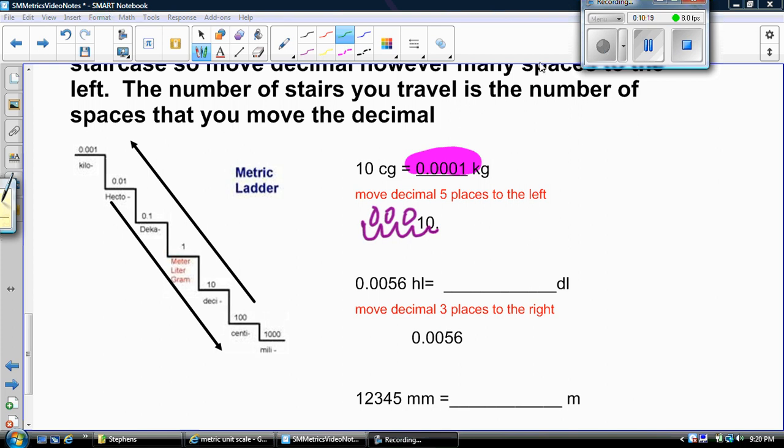Okay, so again, on this one, since I'm going from large to small, I'm going to move my decimal to the right, and I go down 3 staircases, so I'm going to move 3 places to the right. So here's my decimal. I'm going to move it 3 places to the right: 1, 2, 3. And there's my decimal. Okay, after I've moved my decimal 3 places to the right, I am now left with the answer 5.6 deciliters. Okay, let's do the last example.